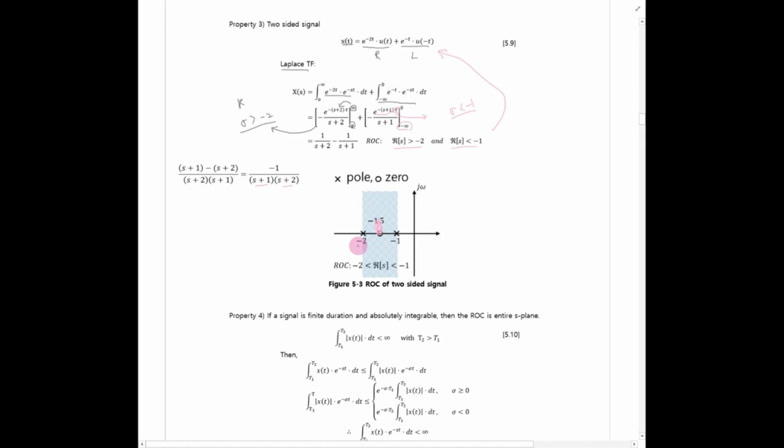Two poles exist, and for the region of convergence you can consider these two requirements. Then the region of convergence should be less than -1 and greater than -2. So right of the -2 and left of the -1. The overlapped region is this one. That is the region of convergence for the signal xt. So in two-sided cases, it looks like a strip. And also there are no poles in the region of convergence.